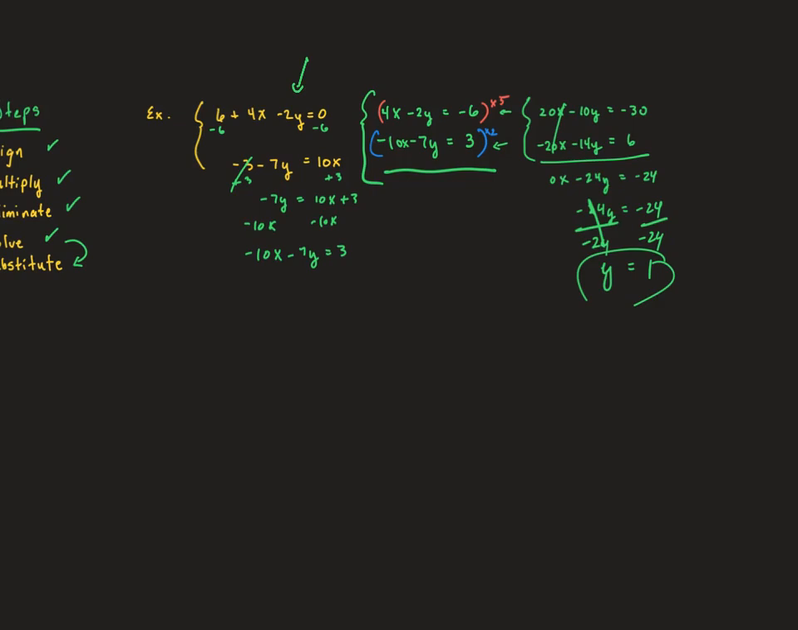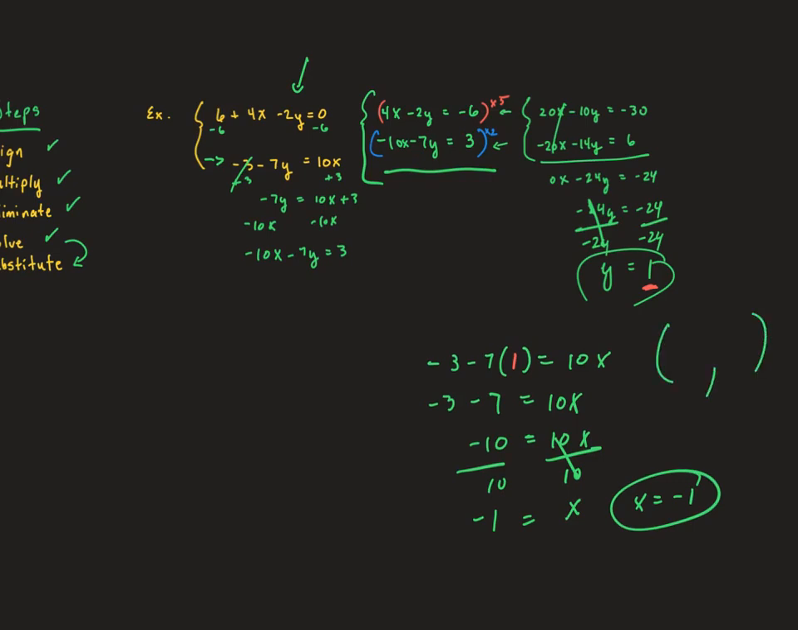So in that case, I will take this original equation, so I have negative 3 minus 7y is equal to 10x. And we said that y is 1, so I'm going to go ahead and place a 1 there. So I have negative 3 minus 7, because negative 7 times 1 is negative 7, equals 10x. So negative 10 equals 10x. Divide both sides by the coefficient. That means x is equal to negative 1. So my solution set that I've come up with is x is negative 1 and y is 1.